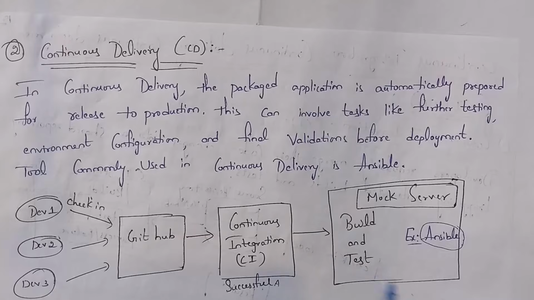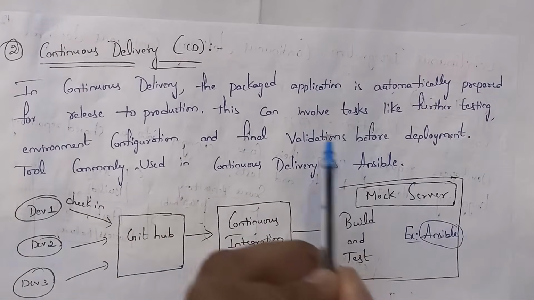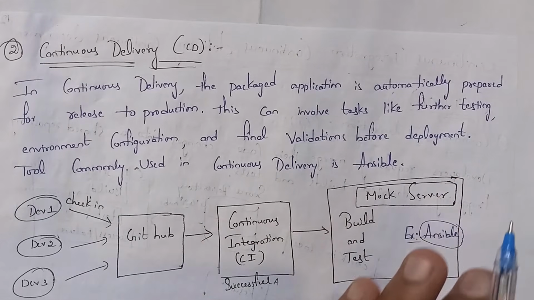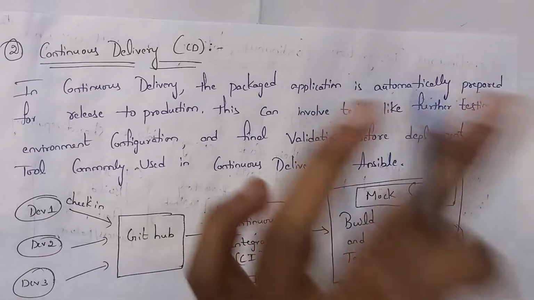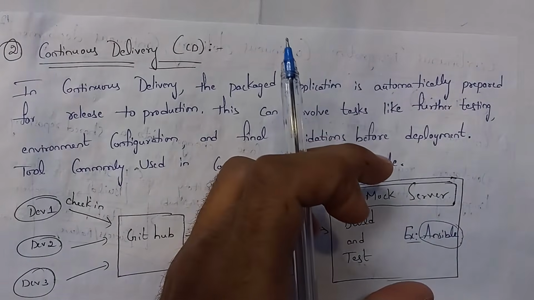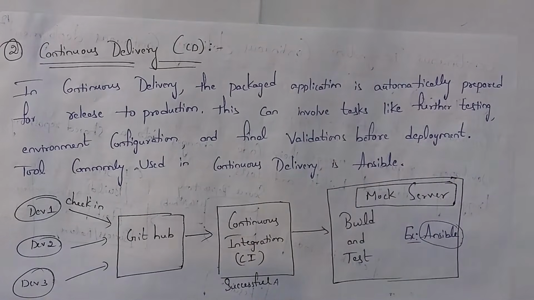So after placing the application in a dummy server, they will perform further tests, like whether the application is working smoothly or not, after placing it into the server, whether there are any errors. It is considered the final validation before deployment. Before actually placing the application into the original server, this is the final verification. If everything goes well here, then they will place that application into the actual server.